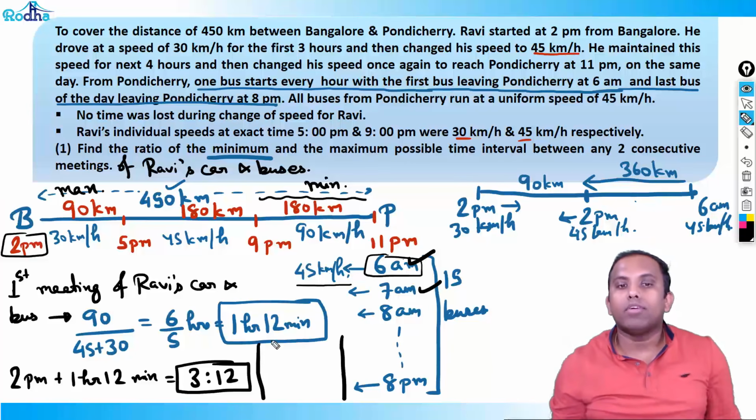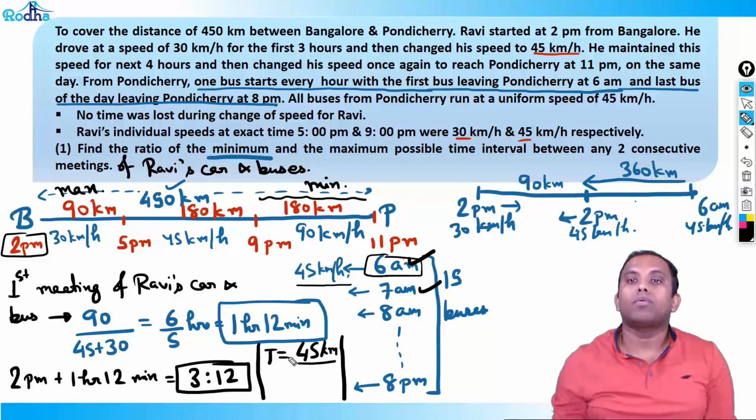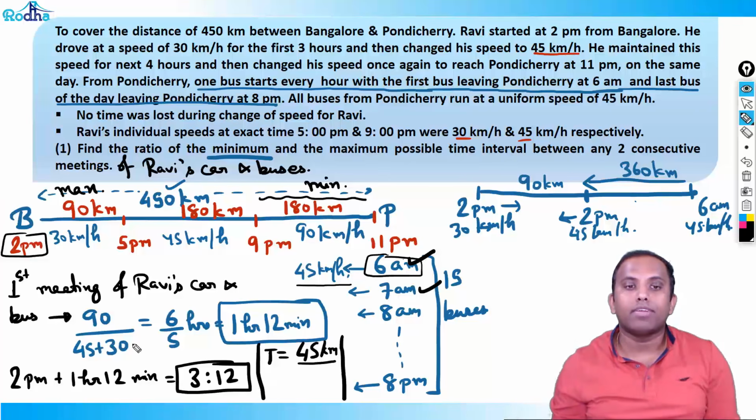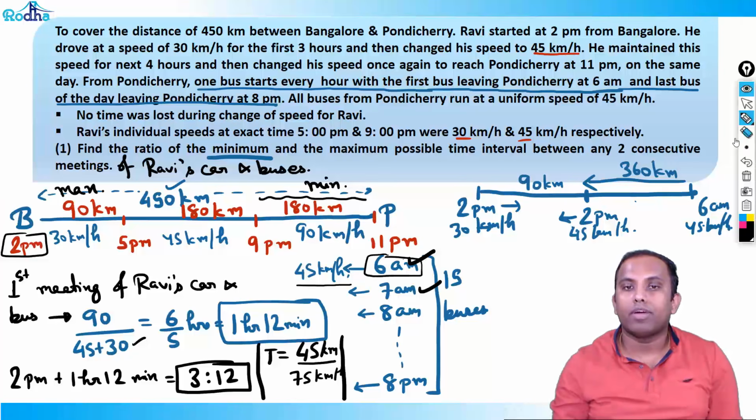That means I have to cover a distance of 45 kilometer. At what speed? At the speed of my car plus bus, that is again 30 plus 45, that is 75 kilometer per hour. So how much time? 45 by 75 is 3 by 5 hour.